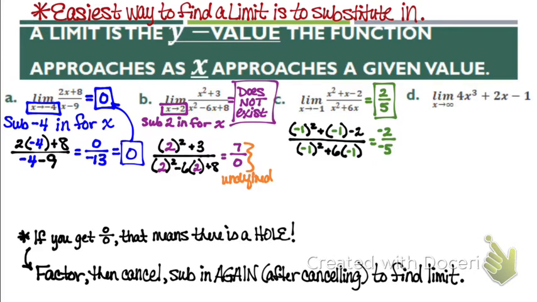Part D throws a little bit of a wrench in things. With all the others, we had a specific x value that we were approaching. What are we supposed to approach on D? Infinity. I can't sub in infinity. But what I can do is I can try larger and larger values of x.